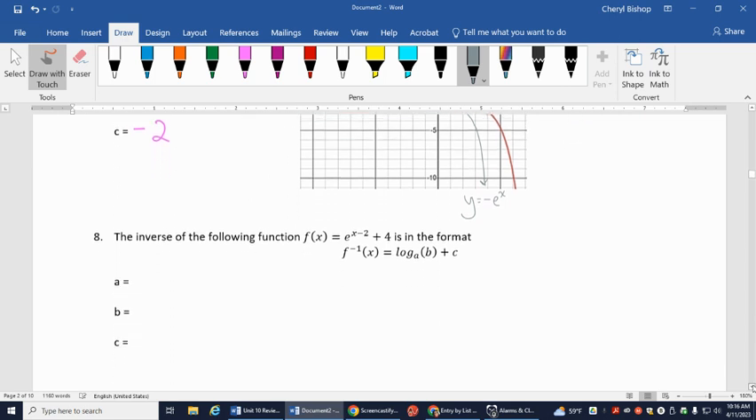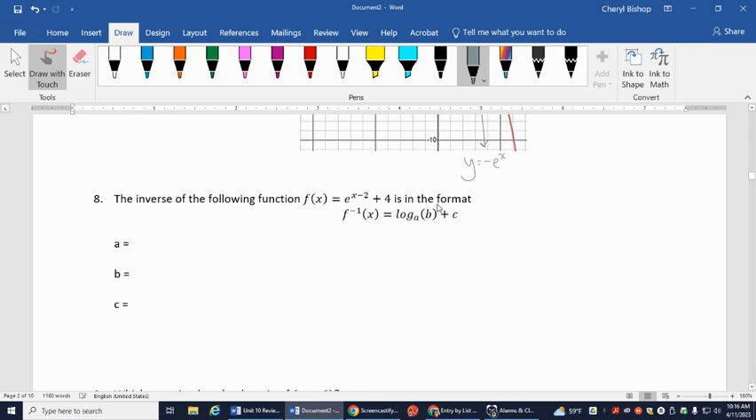All right, number 8, the inverse of the following function is in this format. So remember, for the inverse, we need to take this function, instead of saying f of x, I'm going to say y equals e to the (x minus 2) plus 4. And we switch our x and our y, and then we solve it for y. So if I switch my x and my y, and I want to solve this for y.